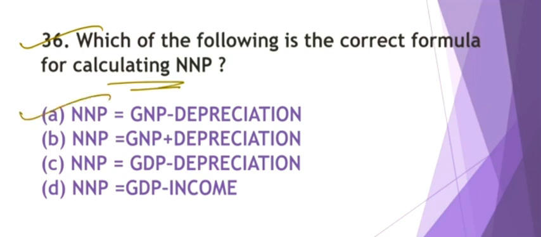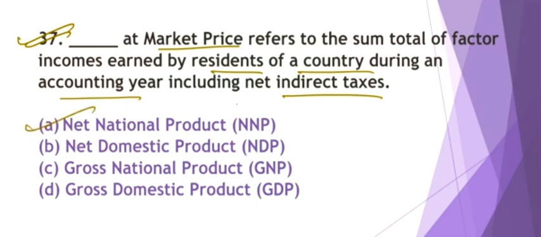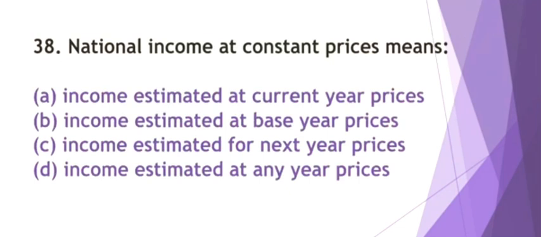36. Option number A, NNP is equal to GNP minus depreciation. Question number 37. Dash at market price refers to the sum total of factor incomes earned by residents of a country during an accounting year including net indirect taxes. 37. Option number A is the right answer, Net national product, NNP.